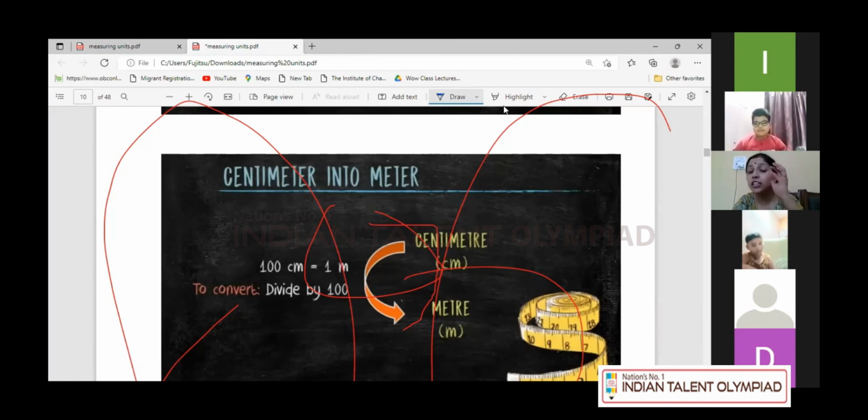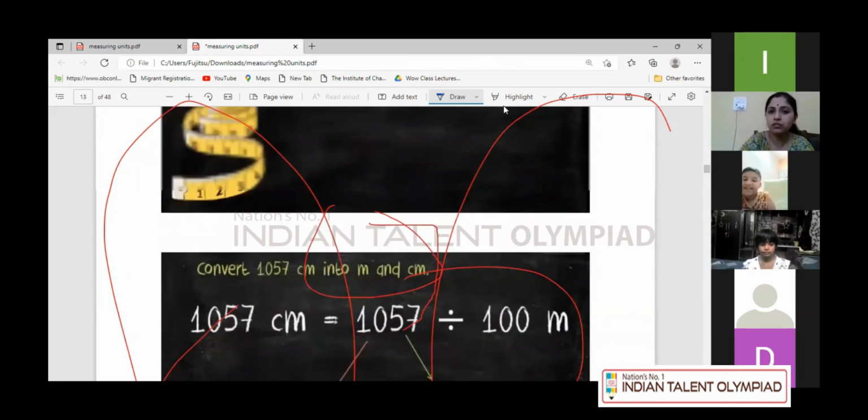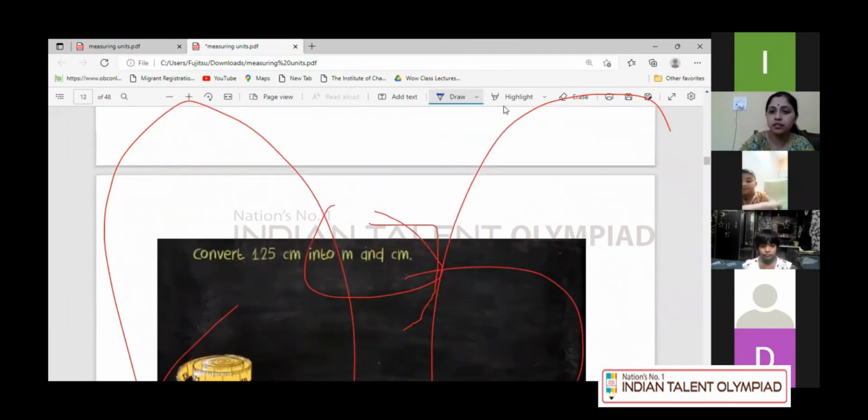That's why we are learning this. We are knowing why it is important for us to remember millimeter, centimeter, meter, and kilometer. Okay. So understood why these units were invented? Understood now? Yes, ma'am.